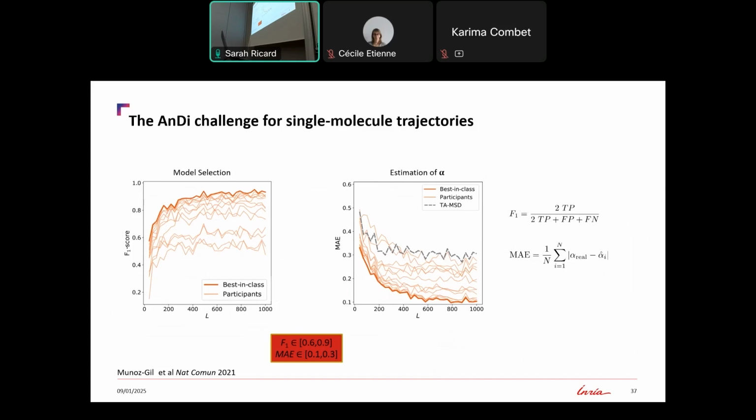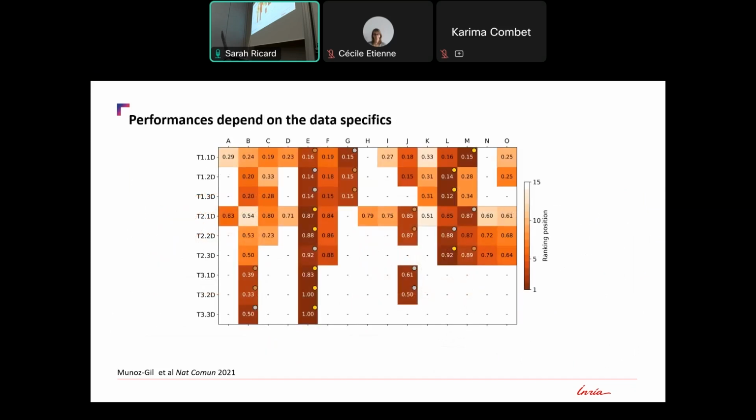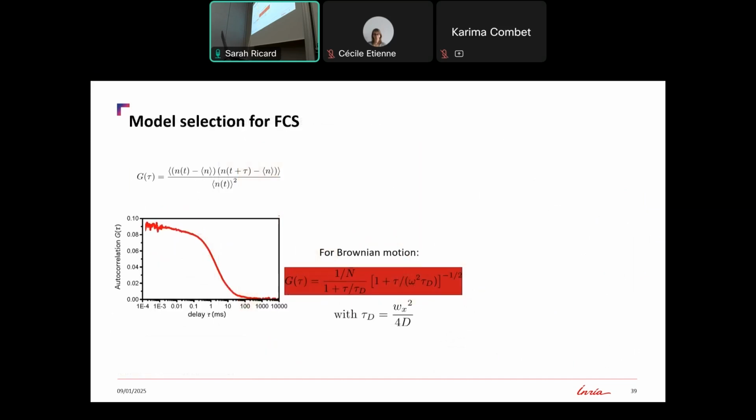Yeah, that's the possibility, because of course once you have your autocorrelation, you remember you record the number of photons as a function of time. You do the autocorrelation, it decreases, and the time where it has decayed by a factor of 2 gives you the coefficient, the diffusion coefficient, for instance.